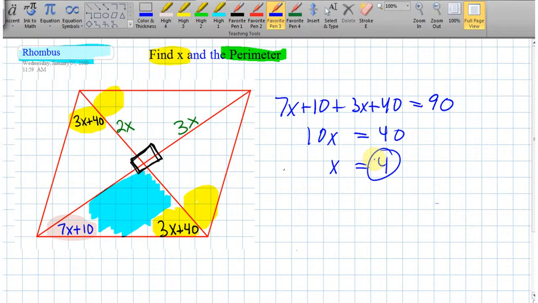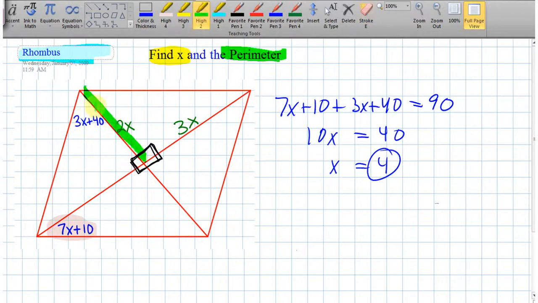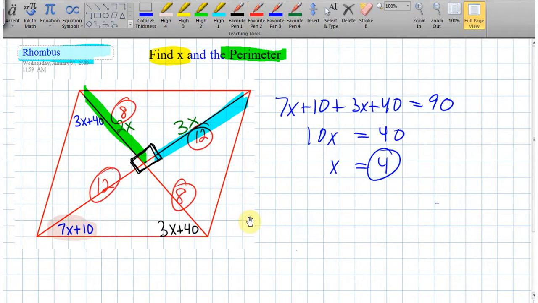So now, how are we going to find the perimeter? Well, let's take a look at these expressions about these segments within the diagonal. So this one over here was 2x, this one over here was 3x. So if I use my value of x to be 4, this side over here is going to be 12. This segment over here is going to be 8. That does mean that this segment is 8 and that segment is 12.